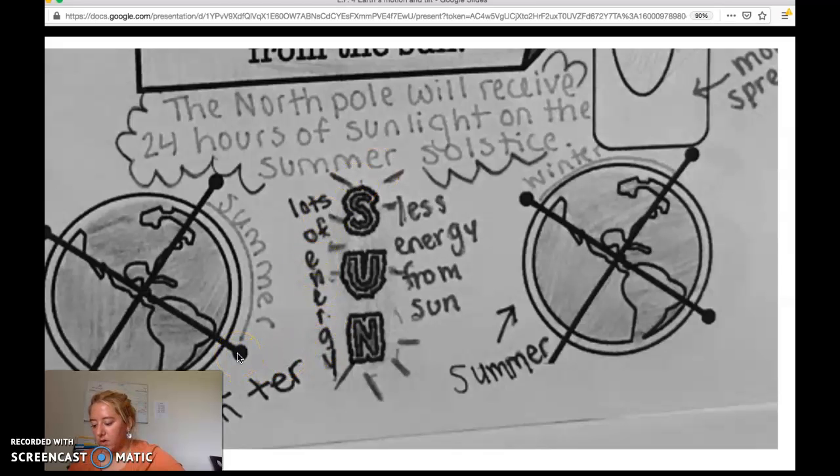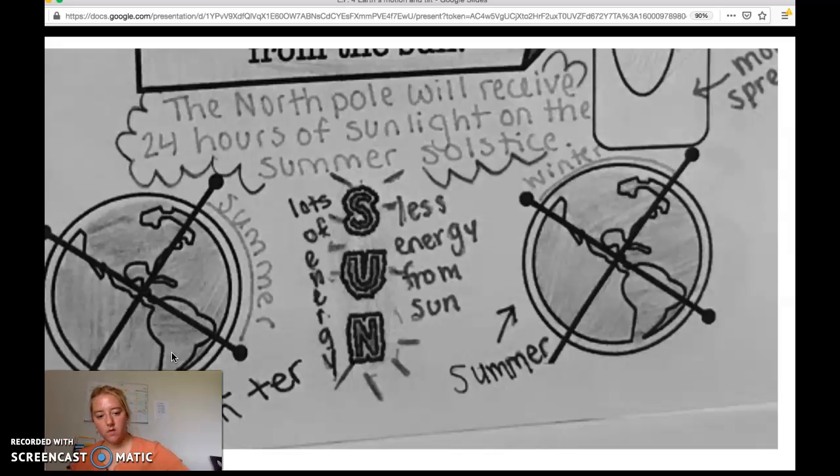Here we're showing you our tilts. Less energy from the sun means the energy is being spread out more, less concentrated during the winter. So we're talking about the northern hemisphere again. Right here, it is summer in the northern hemisphere because we're tilted towards the sun. We have a very concentrated amount of energy right here. It is winter in the southern hemisphere because we're tilted away from the sun. Therefore, we have less concentrated amounts of energy.